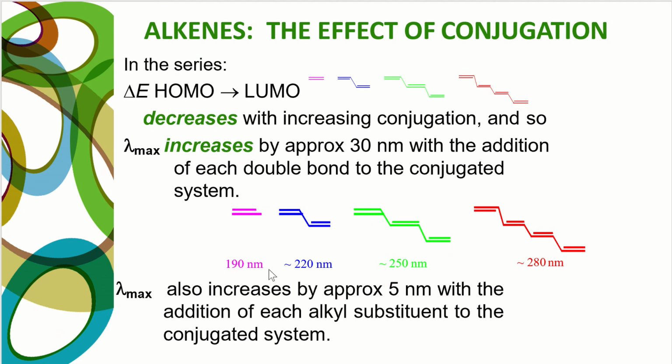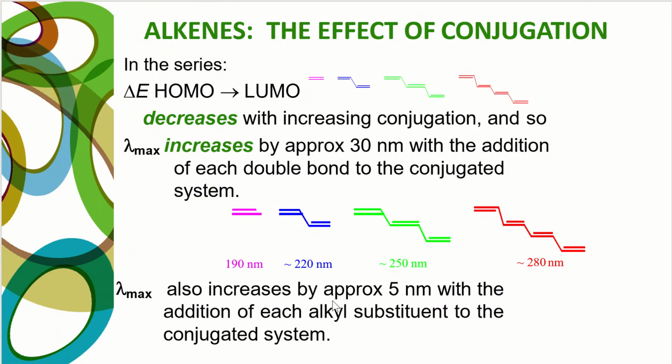The lambda max increases by approximately 30 nanometers. So 190 plus 30 gives us 220 nanometers, plus 30, 250, plus 30, 280. So each time we add a double bond, we extend the conjugation. So this is 2 double bonds, 3, and 4.